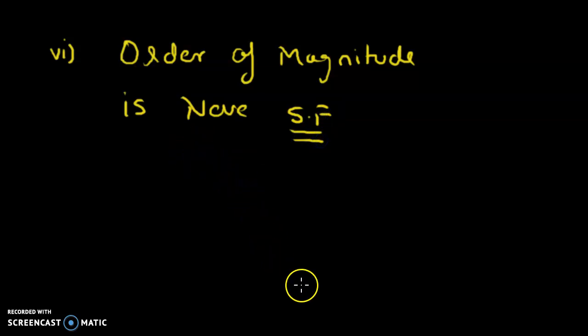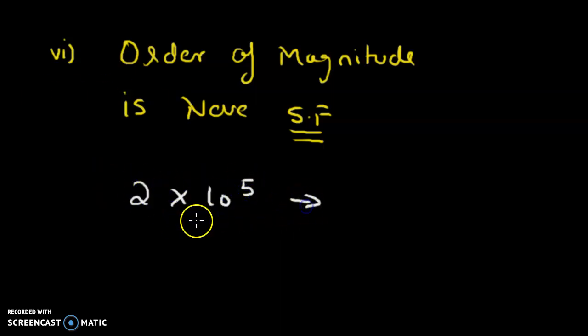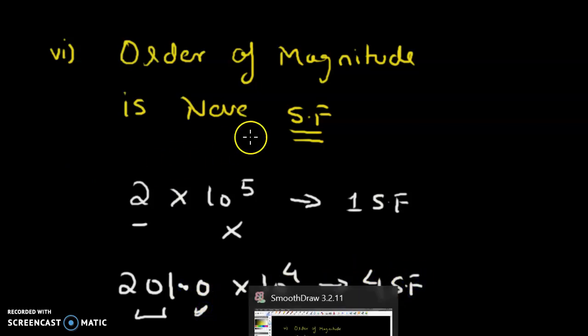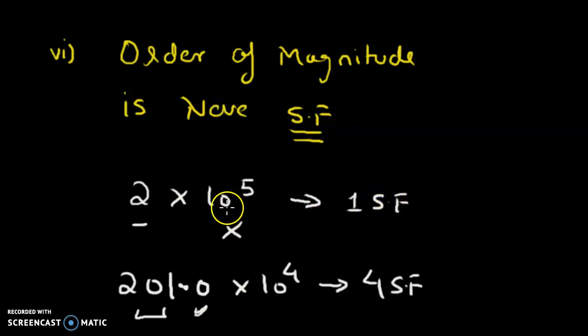Okay, and what does that mean? I'll tell you. If I say something like 2 into 10 raised to power 5, how many significant figures are there? Only one. Don't take this into significant figures. If I write something like 201.0 into 10 raised to power 4, how many significant figures are there? 3, and the point 0 after point is also significant. 4 significant figures. Okay, 4 significant figures here. You're getting it? Order is never significant.